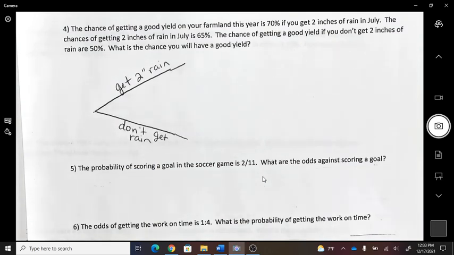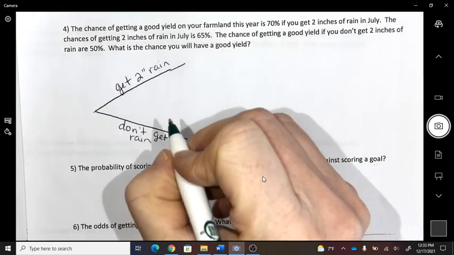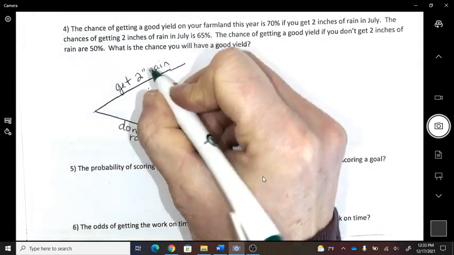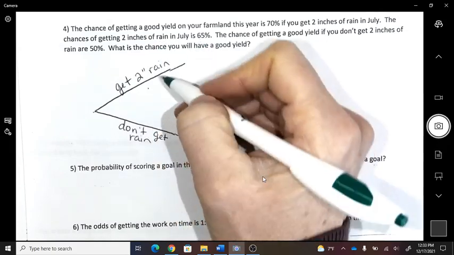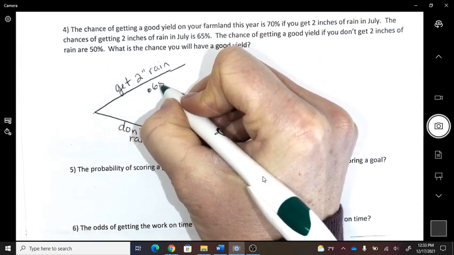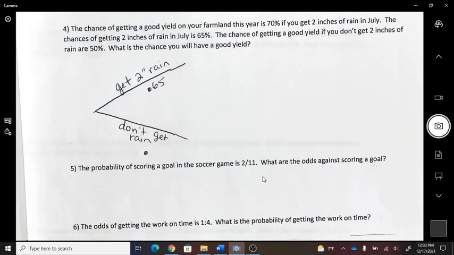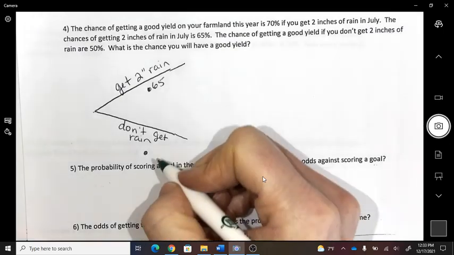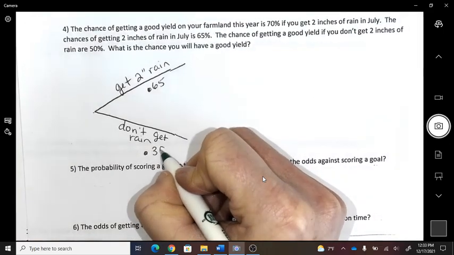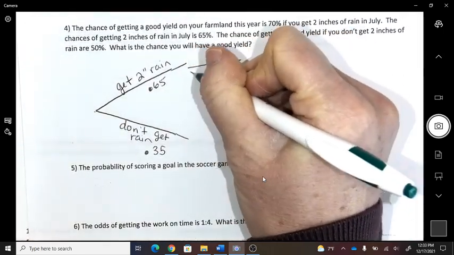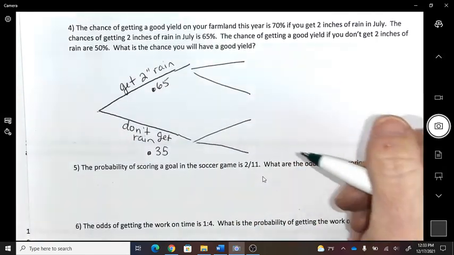Okay, what do we got here? What's the chance of you getting that rain? The chance of getting the rain is 65, which means, what's your odds of not getting it? 0.35? Okay, and then split.